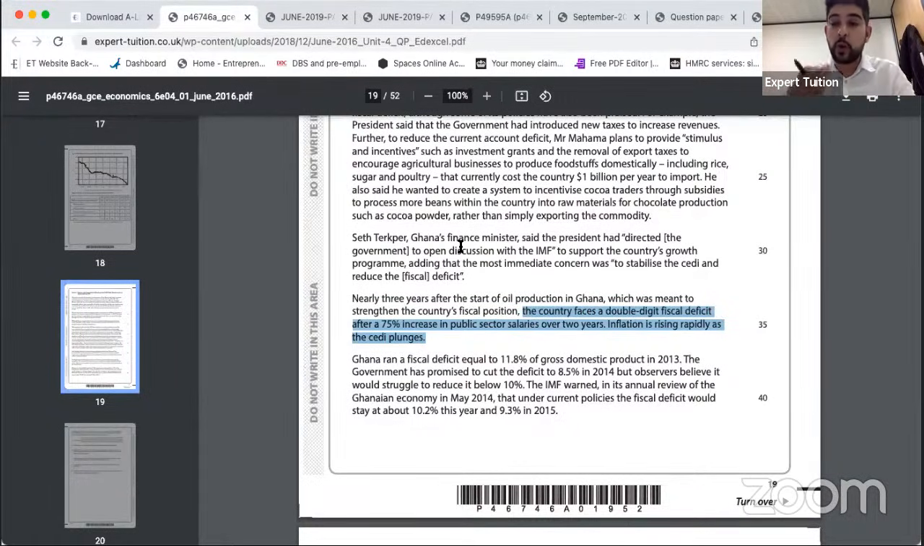Not interested in that. But they'll also buy more from abroad. How do you buy more stuff from abroad? Well, you would sell your currency, their currency is called the CD, and you buy other currencies. Therefore, you draw a nice simple supply and demand diagram now, and supply would shift outwards, depreciates. And then in the next sentence, it also says inflation is rising rapidly as the CD plunges.